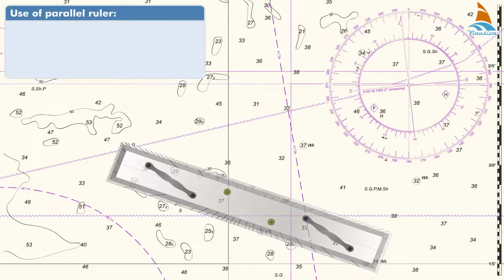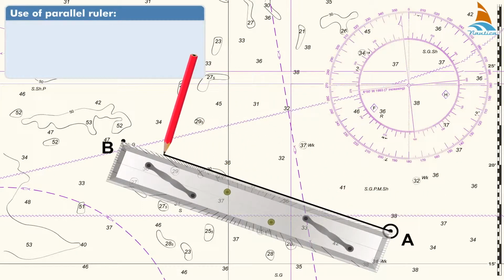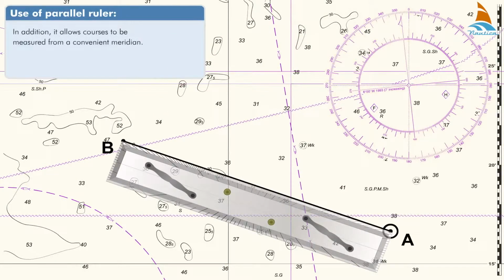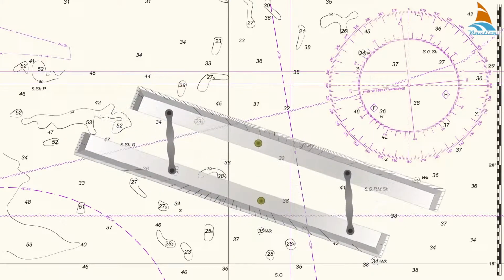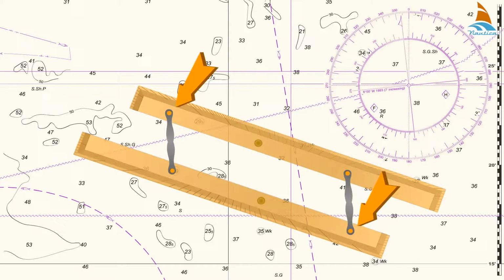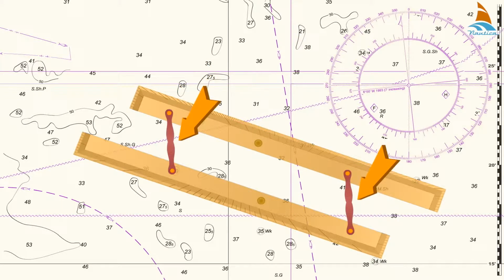The parallel ruler is used to draw lines and plot directions on a nautical chart. In addition, it allows courses to be measured from a convenient meridian. The ruler is split in half, and the two halves are joined together by pivot points with aluminium arms and handles. Usually they're made of extra strong, crystal clear acrylic.